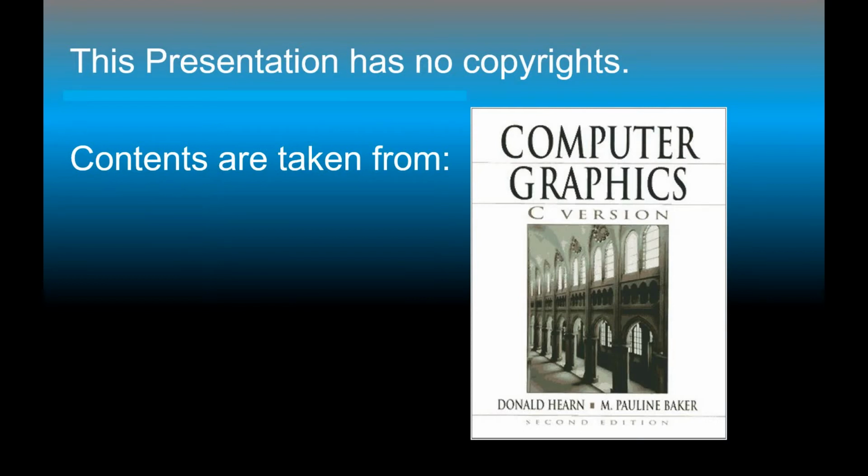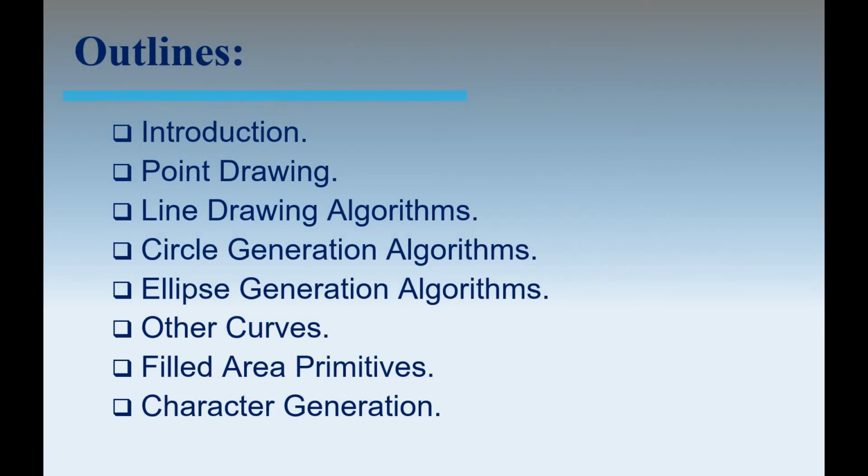The contents are taken from a book called Computer Graphics C Version, written by Donald Hearn and Pauline Baker. Now in this particular unit we will be talking about introduction, point drawing, line drawing, circle generation algorithm, ellipse generation algorithm, other curves, fill area primitives, and so on.